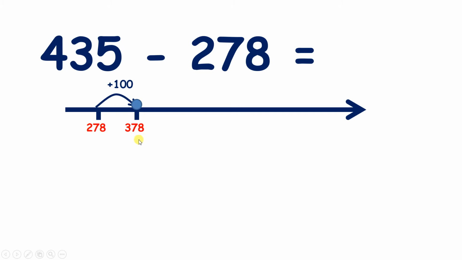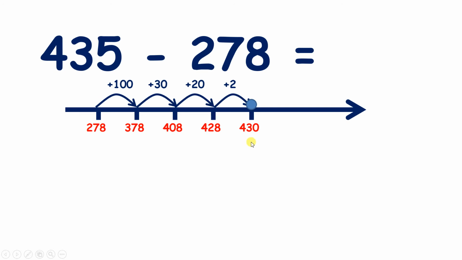Now we can add our tens. So another 30 gives us 408. Now how many more tens do we need to add? Well, 3 more tens would take us to 438, but that would be too many. So we can add another 20 to make 428. Now 2 more takes us to 430, and another 5 gives us 435.